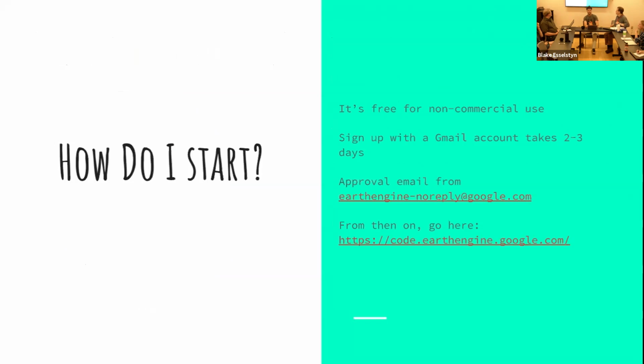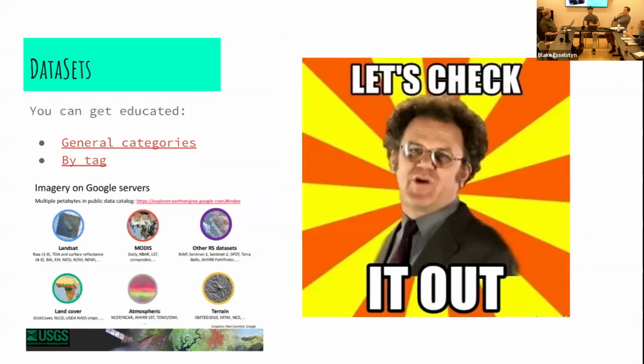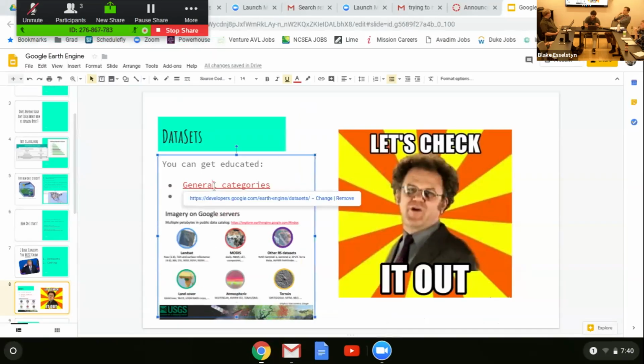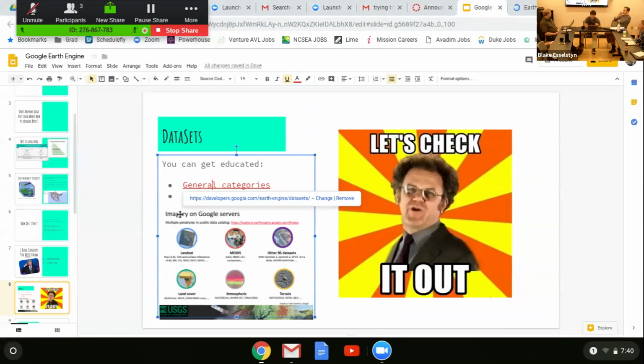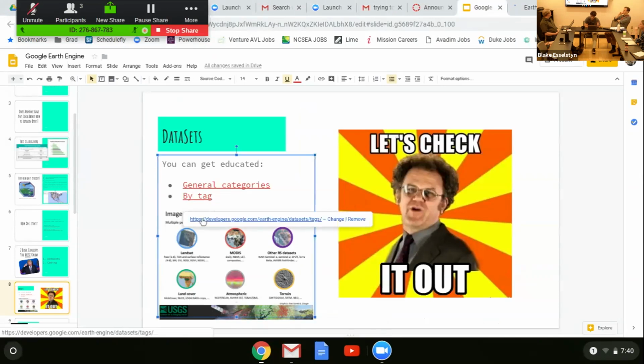Anyways, how do you start it up? It's really easy. Just go to Google Earth Engine and get going. So, like Karen was saying, you gotta know some basic stuff, coding, huge, and know what data sets you're using. So, first of all, the data sets. I think Google Earth Engine does a really good job of breaking down their data that is available to you, because they have a lot.